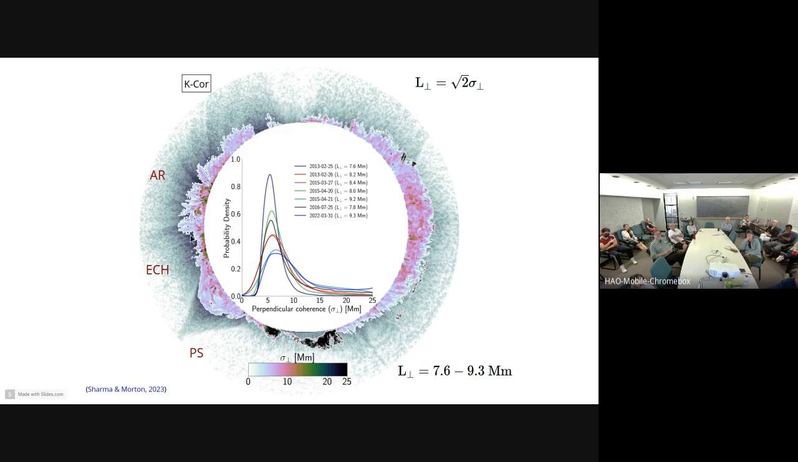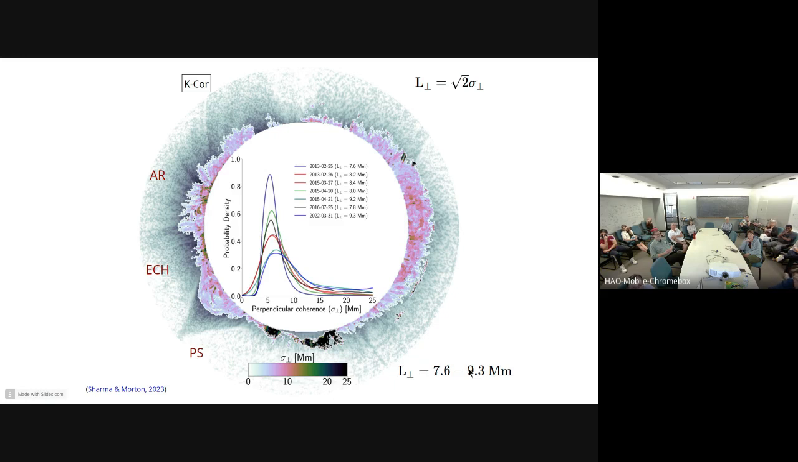And then we can see that there's a fairly homogeneous distribution, lying somewhere between 10 and 20 megameter. So this is just the perpendicular coherence that we actually measure so far, and we can get a 1/e estimate of this just to convert it into the correlation length scale. And when we do it, just by multiplying by √2, we get an estimate somewhere between 7.6 and 9.3 megameter, which actually corresponds to the scale of the supergranulation that we get in the photosphere.